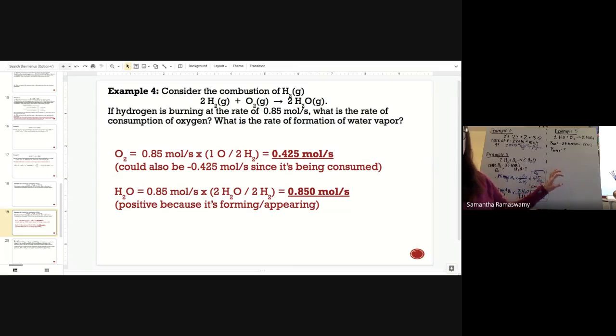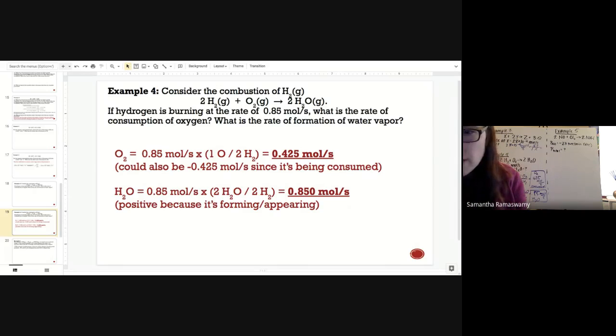Products will always appear. So if these are disappearing, looking at what's happening overall, these are negative. These are appearing, so these are positive. Reactants always disappear. Products always appear.